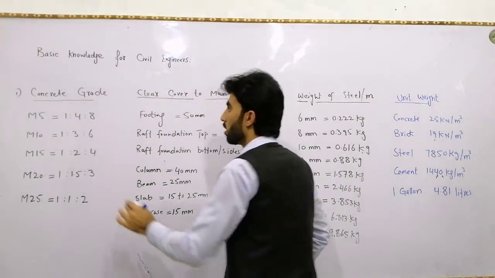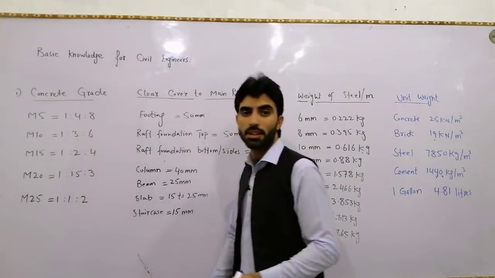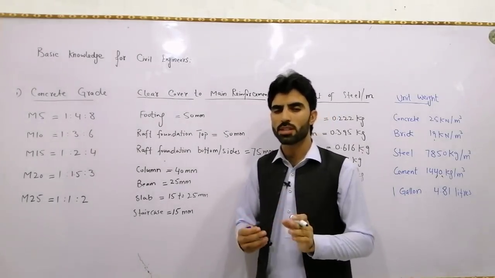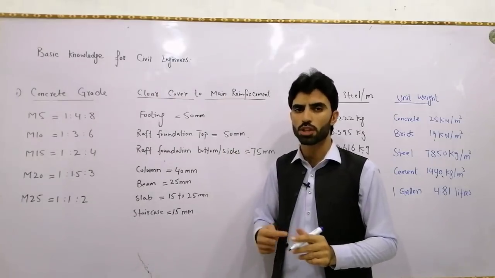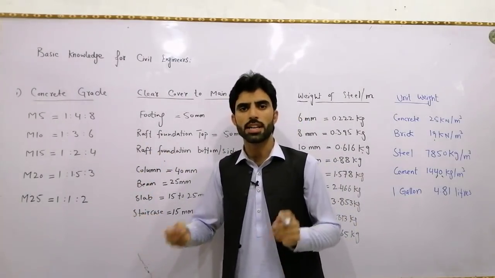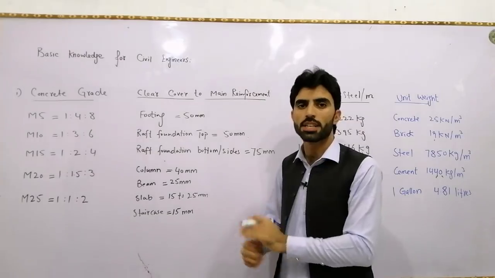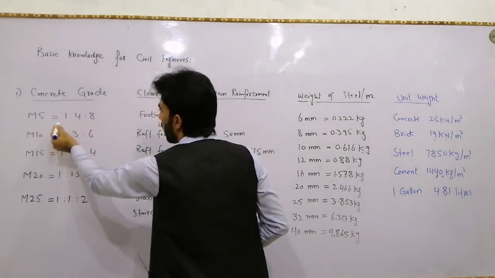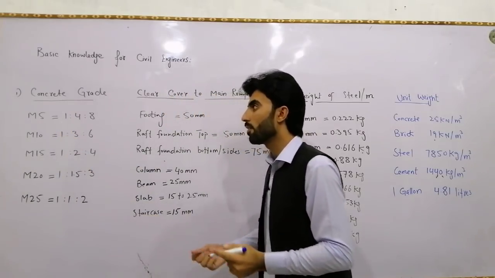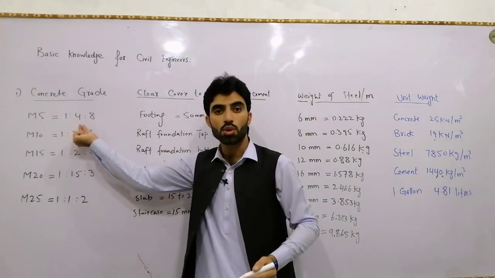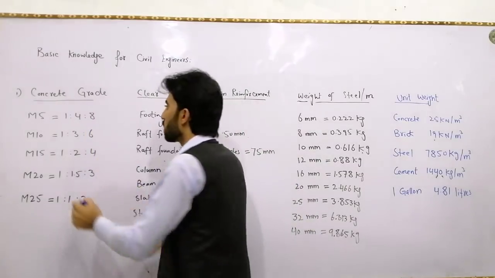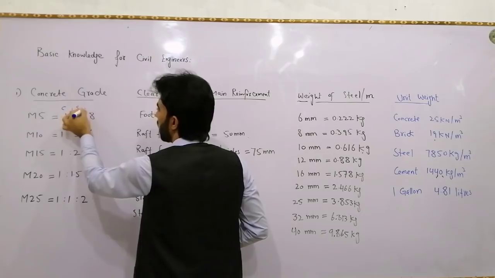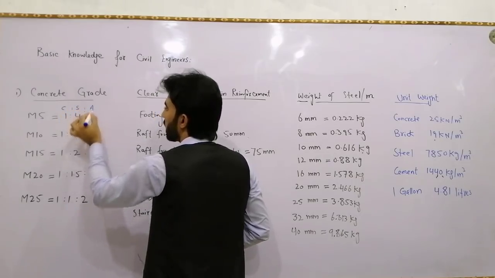So the first one, concrete grade. You already know what is grade of concrete. If you don't know, the link is in the description of this video: what is grade of concrete and different types of concrete grade. The first grade for concrete is M5, and the ratio of M5 is 1:4:8. Here 1 is cement, 4 is sand, and 8 is aggregate or crush.